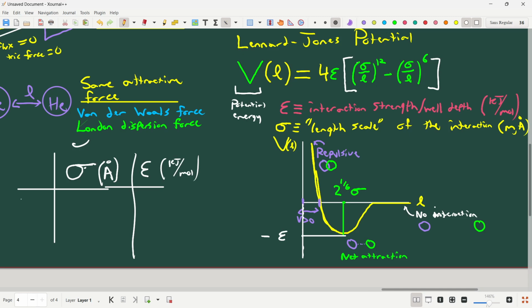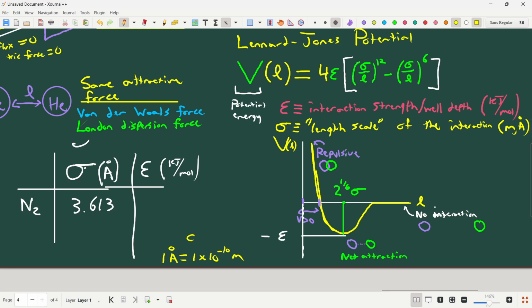I got to do a conversion here, so let's do N2. The distance between two N2 molecules on average is 3.163 angstroms. Just as a reference, if you don't know what an angstrom is, 1 angstrom is 1 times 10 to the minus 10 meters. And the distance of a carbon-carbon single bond, the C-C bond, is about 1.5 angstroms. So 1 angstrom to 1.5 angstroms is a good kind of chemical bond.